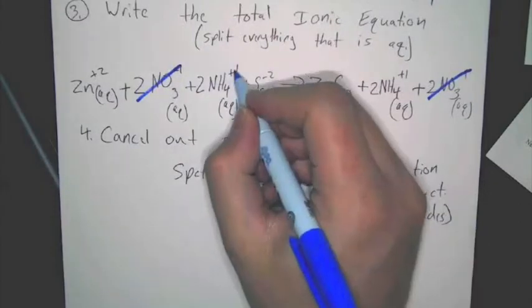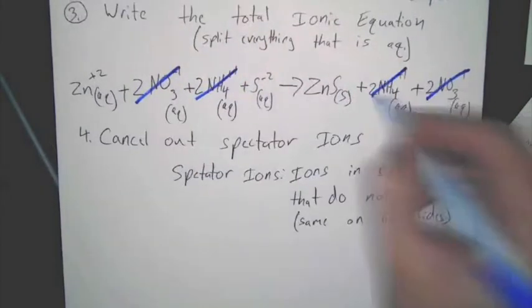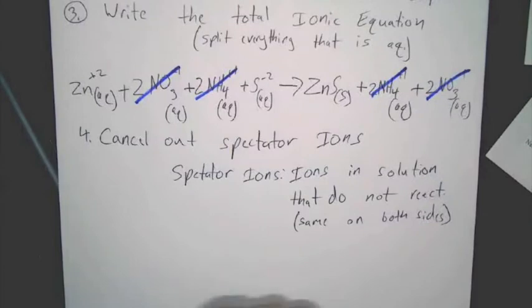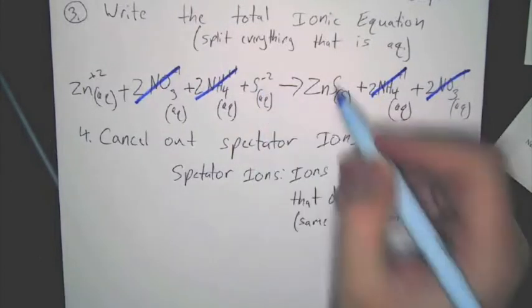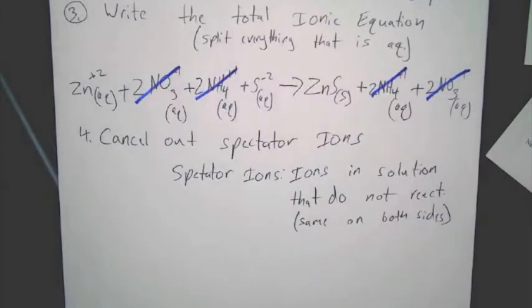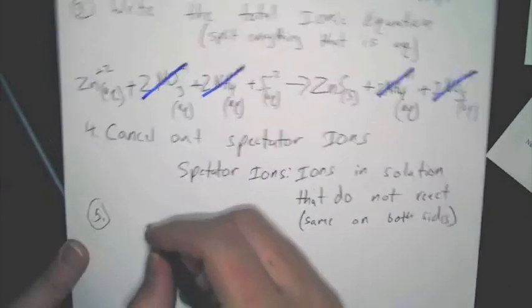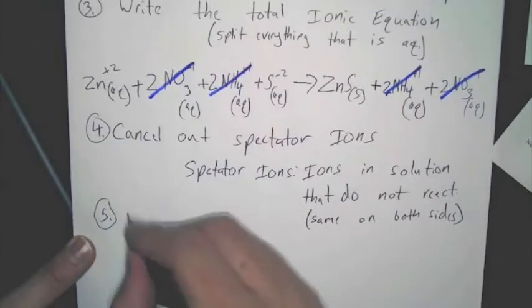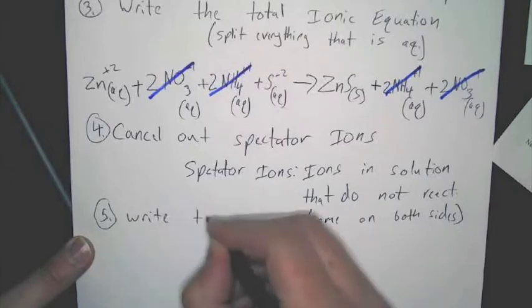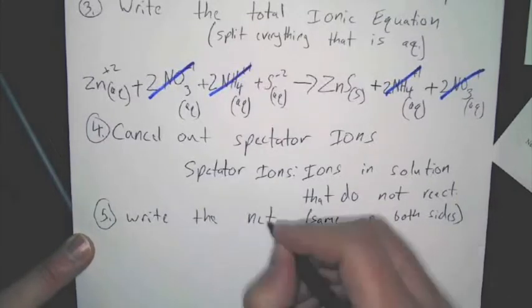And then NH4, you've got 2 of them, it's plus 1. They're both right there, so you can cancel those out. And then obviously again, S negative 2, you can't cancel that out because it's zinc sulfide, a solid, on the other side. So the fifth step, the final step, is simply to write the net ionic equation.